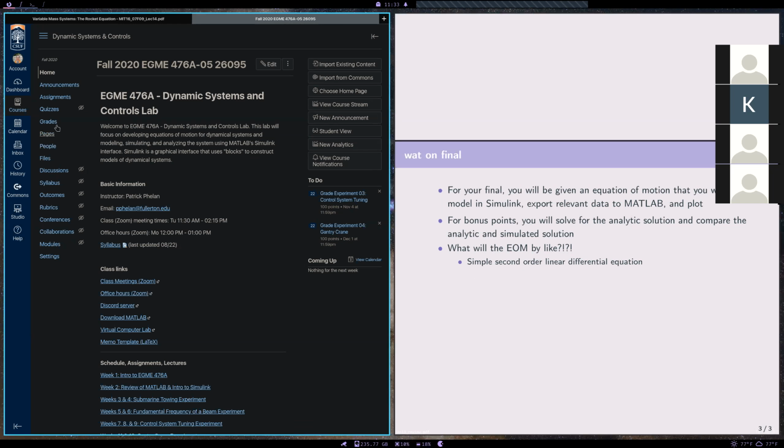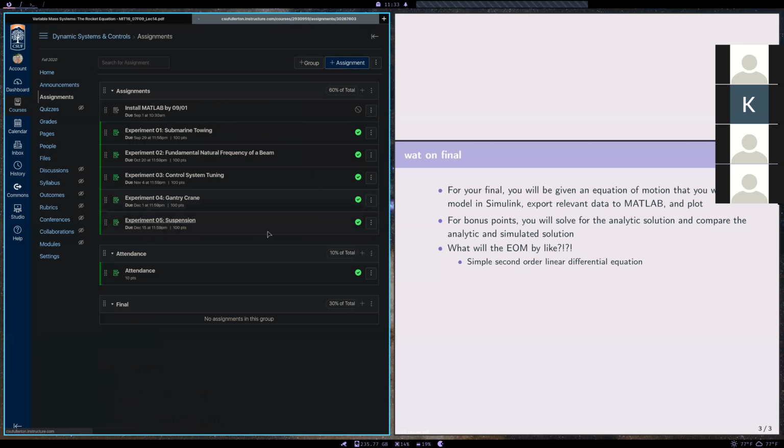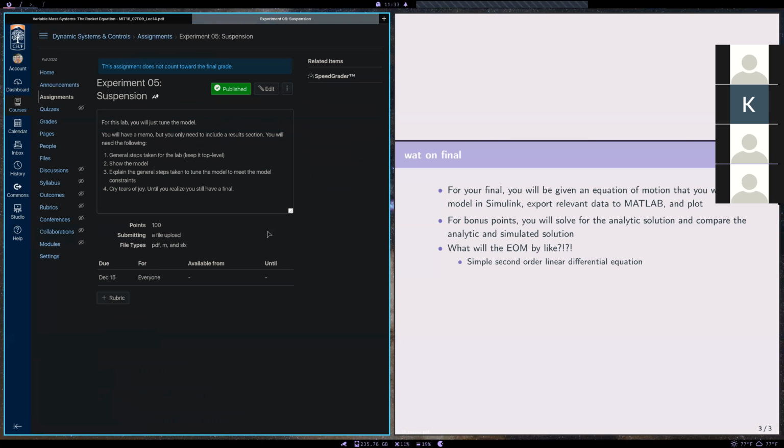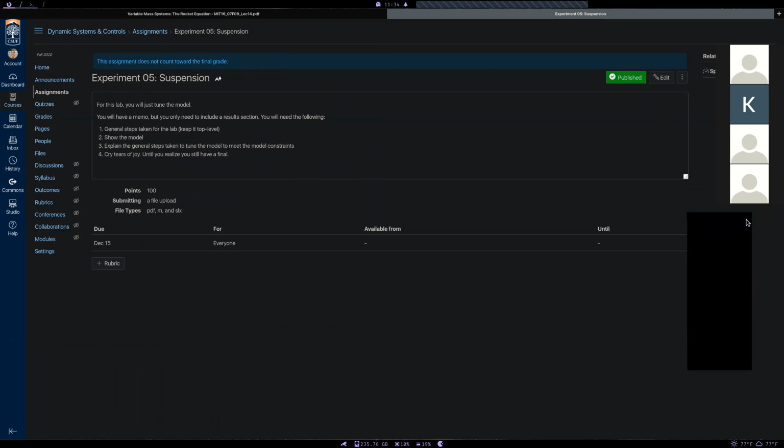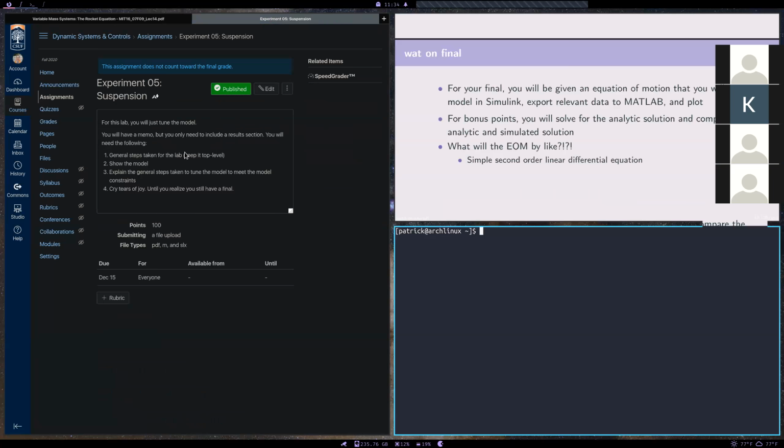And for Memo 5, I didn't send out an announcement, but some of you may have noticed, we're not going to do a full memo like 3 and 4, just because we're at the end of the semester here. So I'm going to keep this one really short. You're going to have a memo, but all you need to include is a results section. Basically, you're going to have the model that we worked on last time, and you'll just tune that on your own for the constraints that we had for the system.